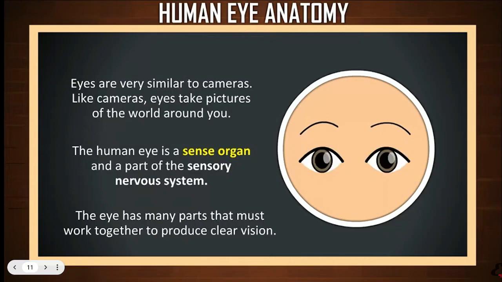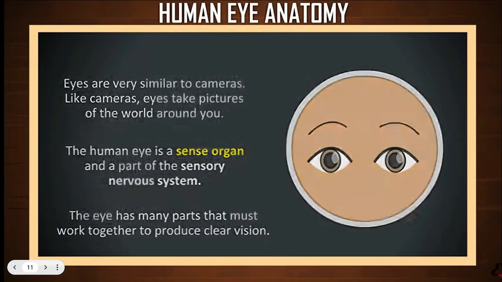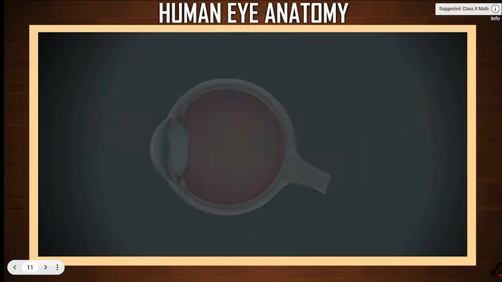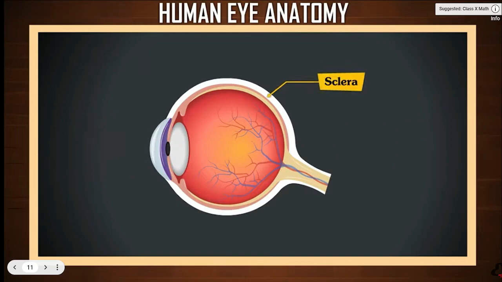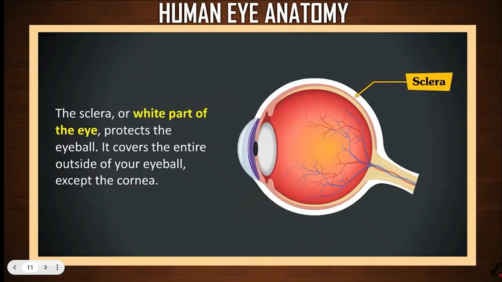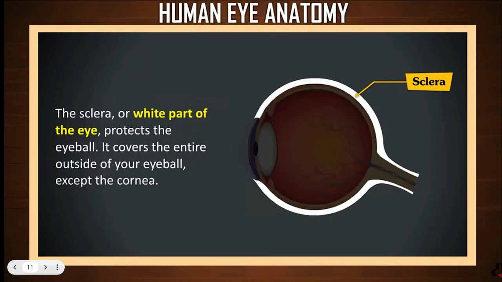So we need to go through the human anatomy of the eye. Let's go. First of all, we discuss the sclera. The sclera, or white part of the eye, protects the eyeball. It covers the entire outside of the eyeball except the cornea.